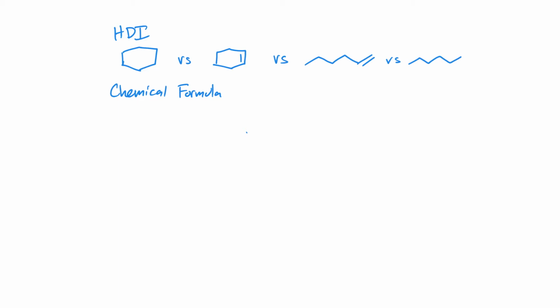So let's look at these four molecules that I've drawn on the page and come up with their chemical formulas: cyclohexane, cyclohexene, 1-hexene, and simply hexane. These chemical formulas should be pretty straightforward for us at this point. C6H12 for cyclohexane, C6H10 for cyclohexene, C6H12 for hexene, and hexane, C6H14. And so you can see that some of these differ by 2 hydrogens.